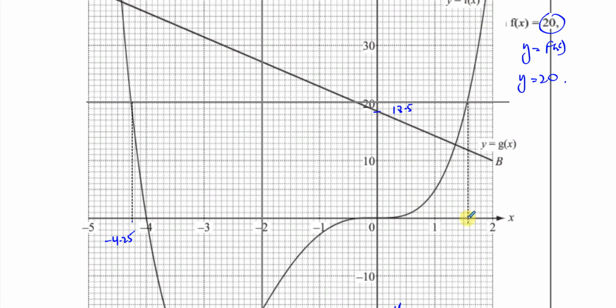The other one is over here, so that's 1, that's 1.2, 1.4. It's like 1.55, I'd say. I've drawn this a bit too much on this side. This is more like 1.55. Okay, 1.55. That's 2, 4, 5. Yeah, 1.55. So here we have the 2 values, 1.55 and minus 4.25.